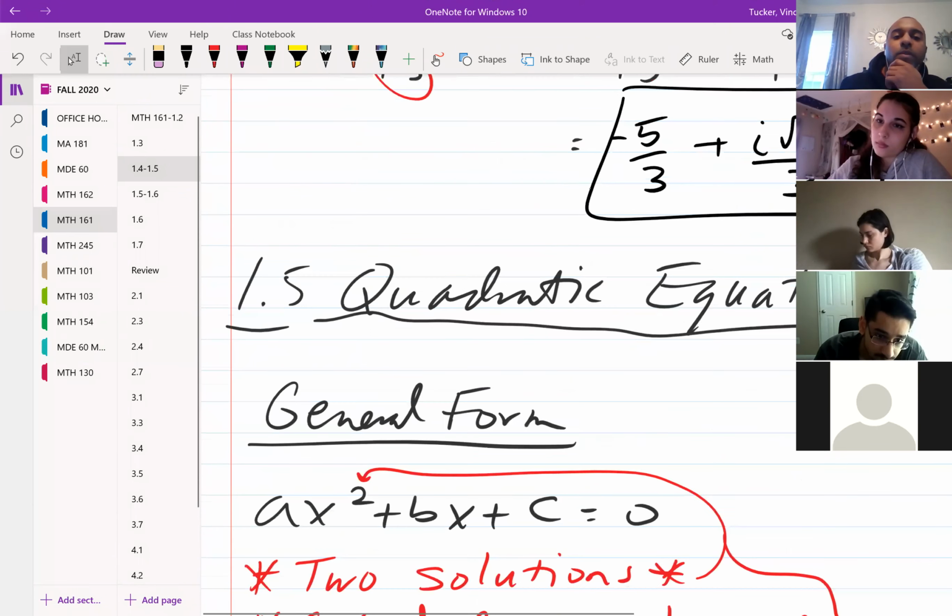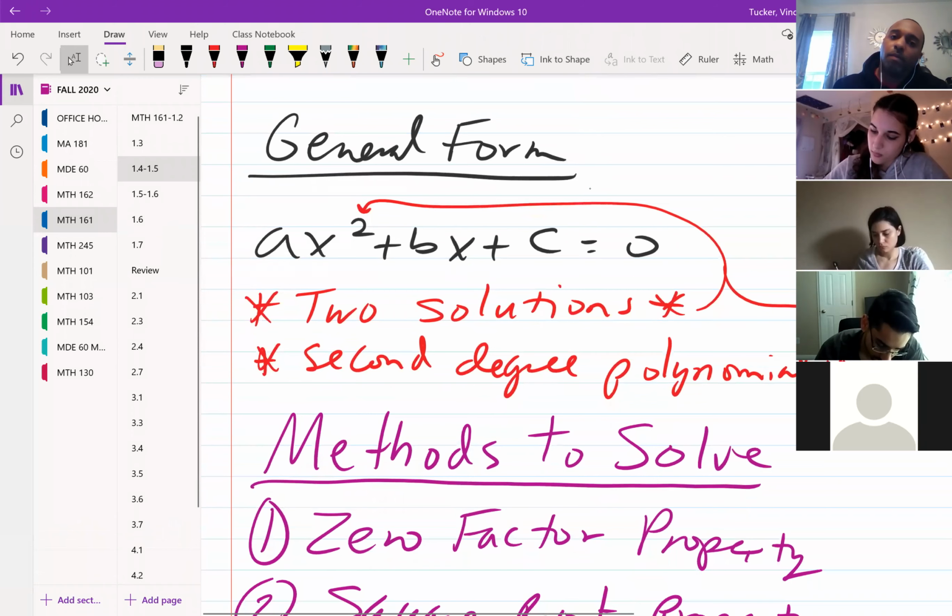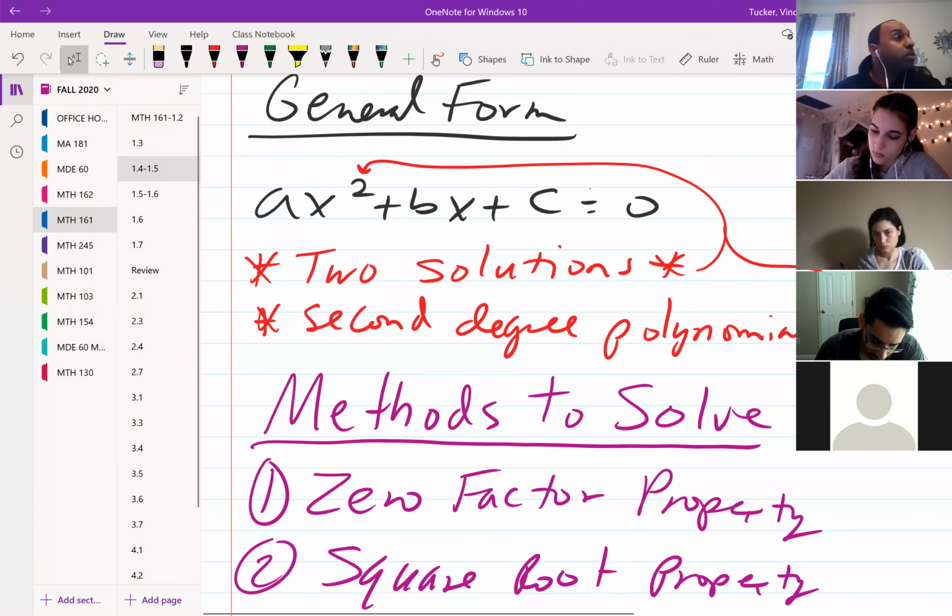All right. So 1.5 is quadratic equations. Our general form is ax squared plus bx plus c equals 0. The main difference between what we dealt with in linear equations is that we're going to get 2 solutions, and we're dealing with a second degree polynomial. A second degree polynomial will yield 2 solutions. The highest exponent is 2, so we should get 2 solutions. All right, I'll give you a chance to copy that.